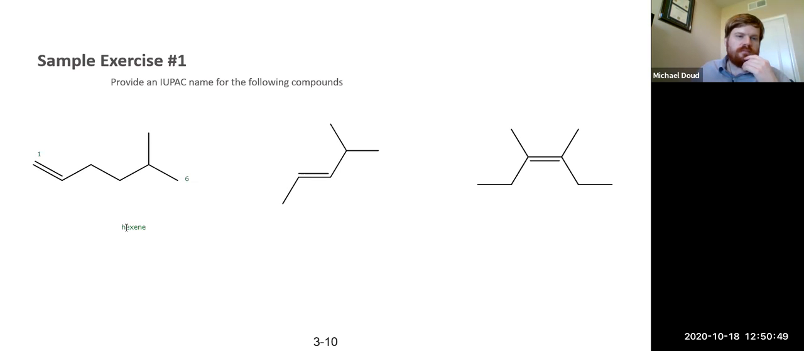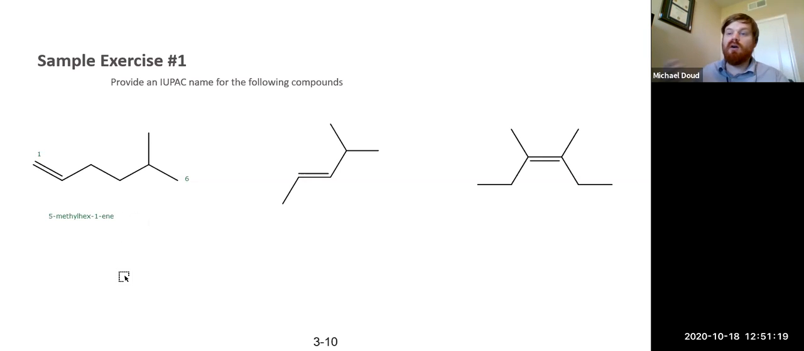So this has got to be hex-1-ene. Okay, so next up we look for any substituents that we have, and sure enough, we have a methyl group on carbon 5. So then we just add that in. It's 5-methylhex-1-ene. So just like that, that's all you've got to do.